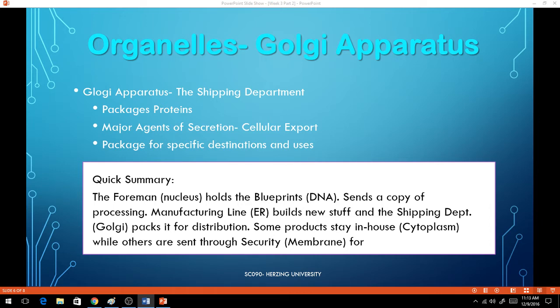Again, quick summary. The foreman, or nucleus, foreperson, I guess I should say, holds the blueprints, DNA, and sends a copy of the blueprints for processing. The manufacturing line, ER, builds new stuff, and the shipping department, Golgi apparatus, packs it for distribution. Some products stay in-house, the cytoplasm, while others are sent through security, the membrane, for use and export.